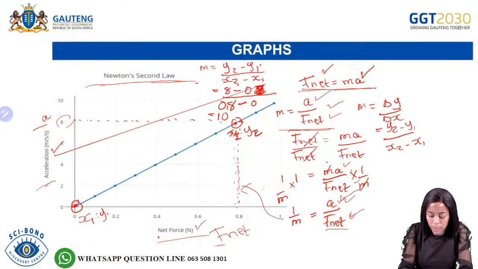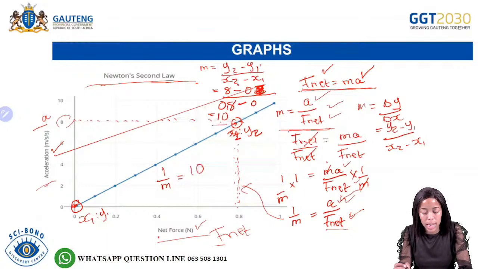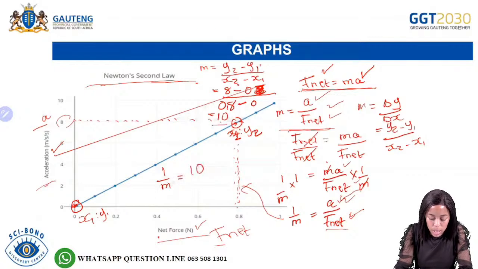So from there, after calculating the gradient, you are just going to substitute the answer of the gradient. So we are then going to say 1 over m is equal to a over F net. Remember, we said it is the gradient, and the answer of the gradient is then 10. So if the question said to you, calculate the mass of the object using the graph, then this m here would be representing your mass.